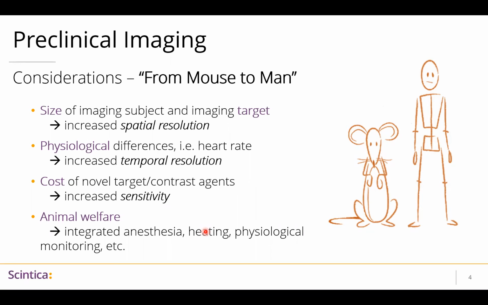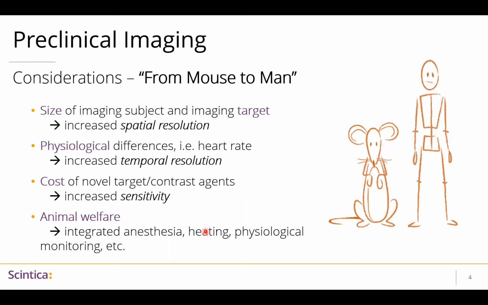There are obviously physiological differences between the human and the mouse as well, or other species that we're imaging. One example of that is the heart rate. So again, temporal resolution is going to have to increase, because the human heart rate at rest is about 60 to 100 beats per minute, whereas in the mouse, we're looking anywhere between 300 to 600 beats per minute. So again, the imaging modalities have to have an increased temporal resolution to be able to see the same types of things in vivo in the mouse that we would see in the human.